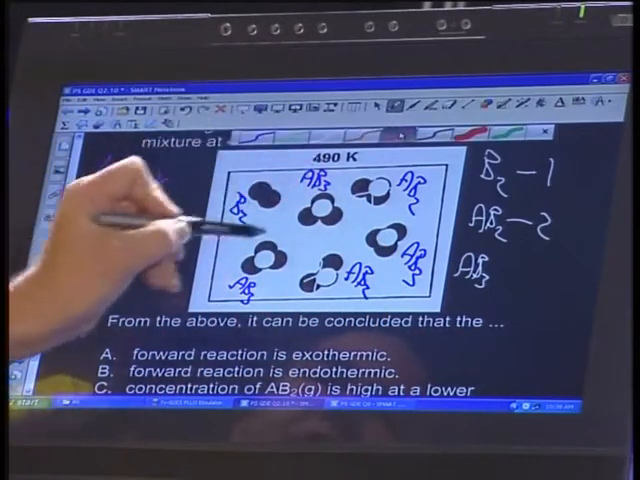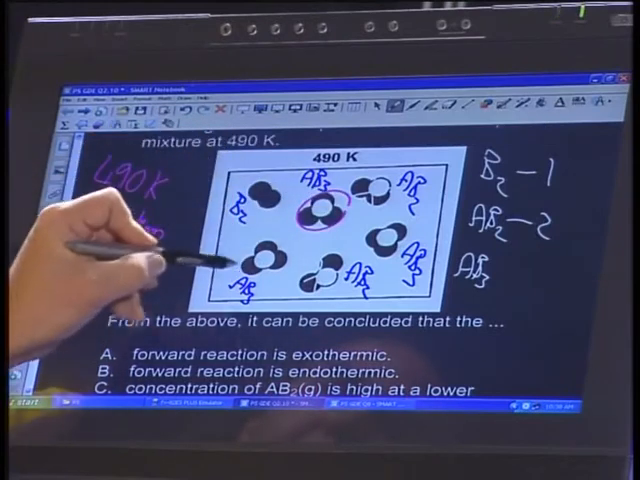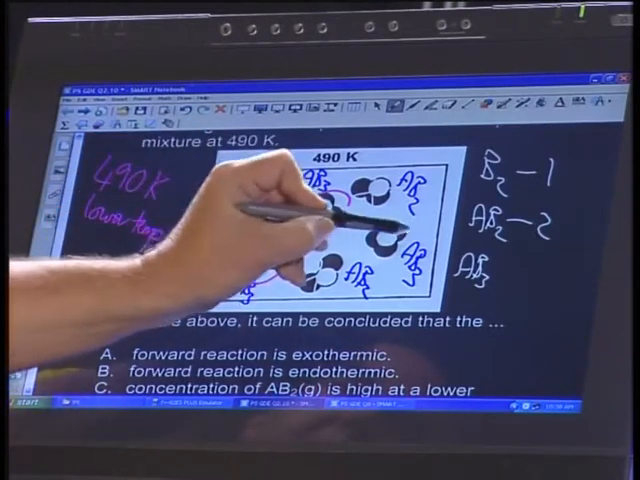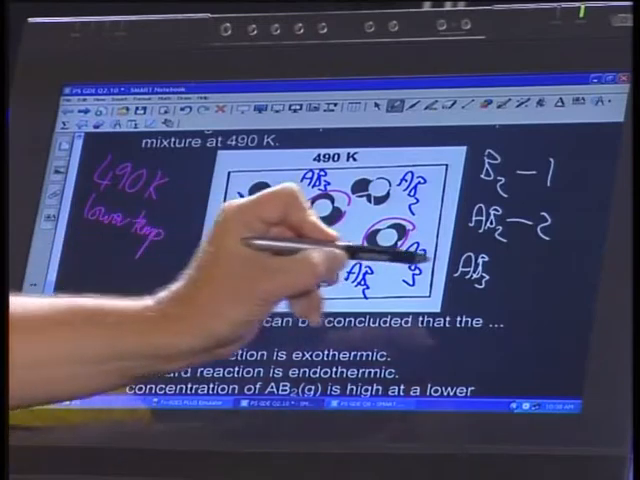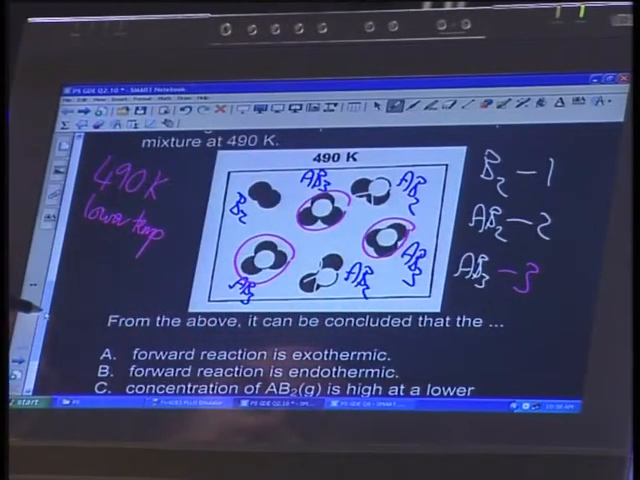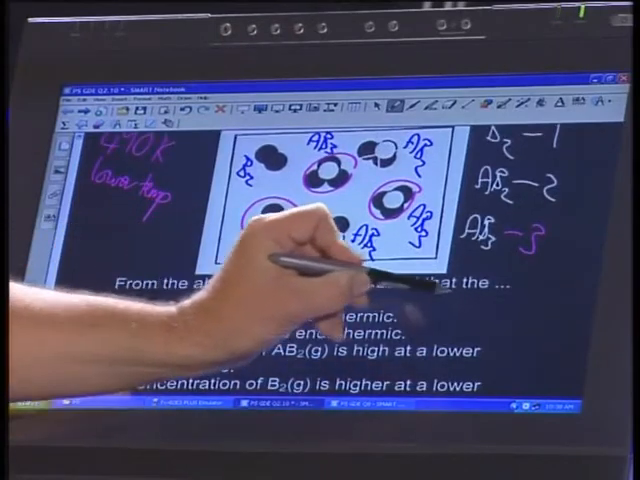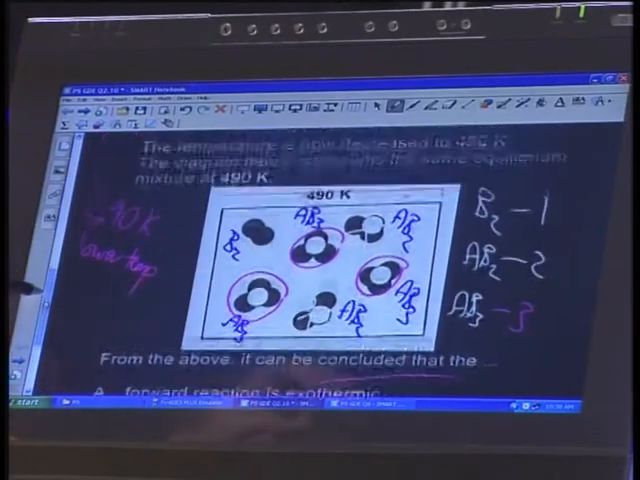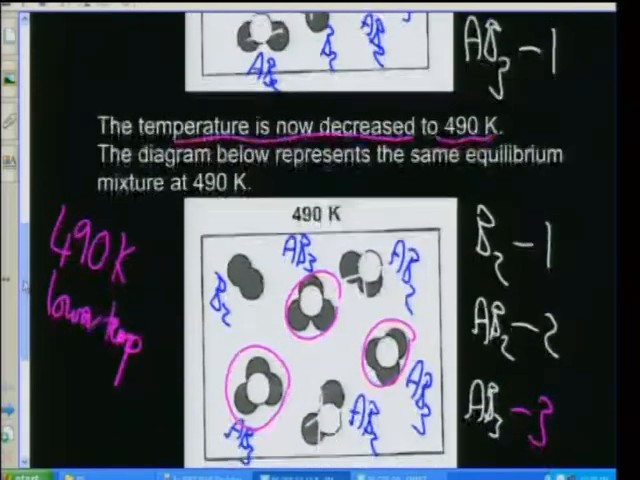Let's just check it. We've got one of them there, we've got another one of them there, and we've got a third one over there. So we've clearly got 3 of those. So it now says, from the above, it can be concluded that. Well, let's have a look and do the comparison about what we've got.